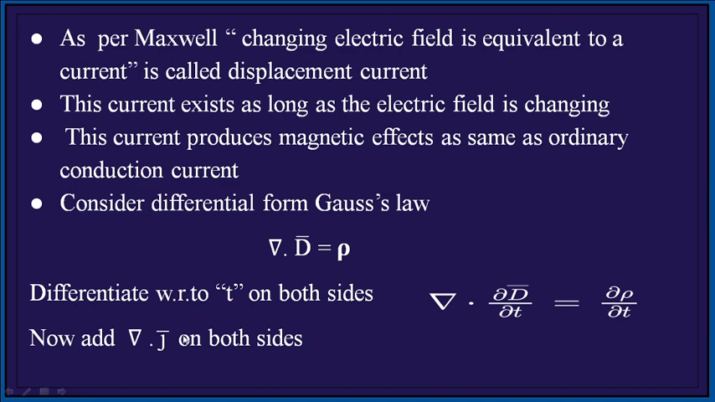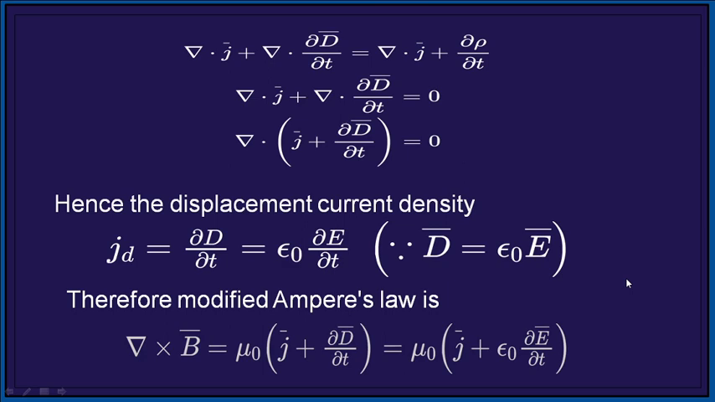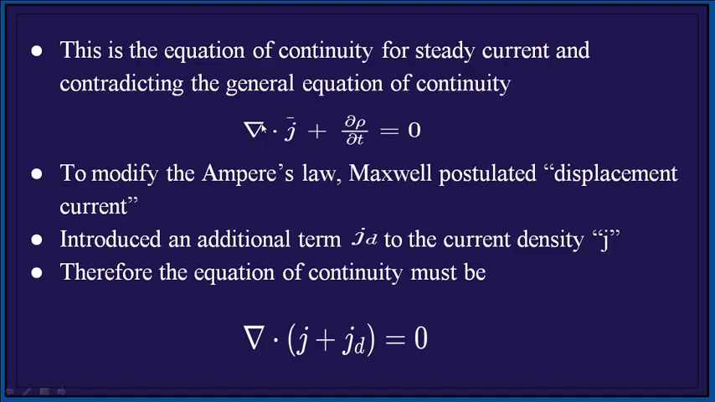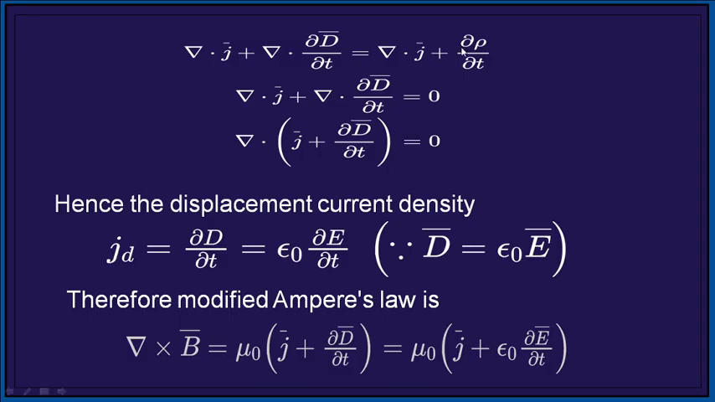Now add div j on both sides, left hand side and right hand side. So we added div j on both sides. And see, this is the general equation of continuity we mentioned here: del dot j plus dou rho by dou t equal to 0. That's why we considered this is the 0. And we take del dot as common, and we got del dot j plus dou rho by dou t.